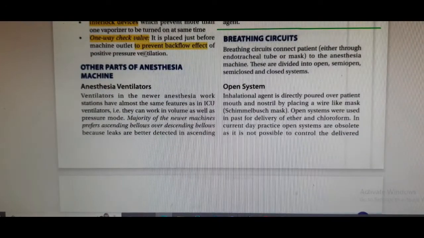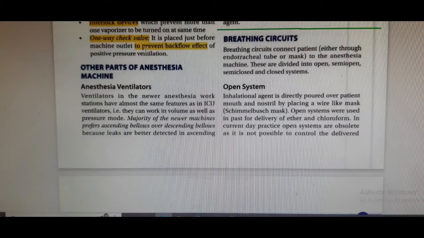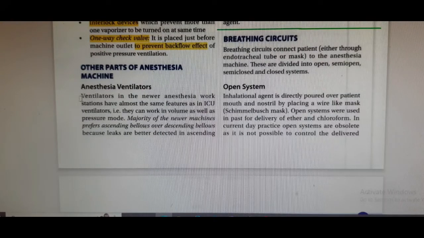So various other parts of the anesthesia machine that can also be observed are anesthesia ventilators. The ventilators in new anesthesia workstations have almost the same features as ICU ventilators. That is, they can work in volume as well as pressure modes.